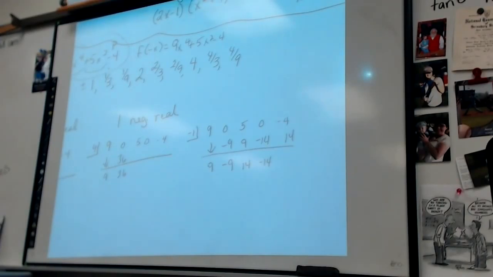I didn't get it to work. -2 didn't work. I can tell you right now, it doesn't work. -4 doesn't work either. So, guess what? Fractions. We got to start trying the fractions. So, which one do you want to try first?